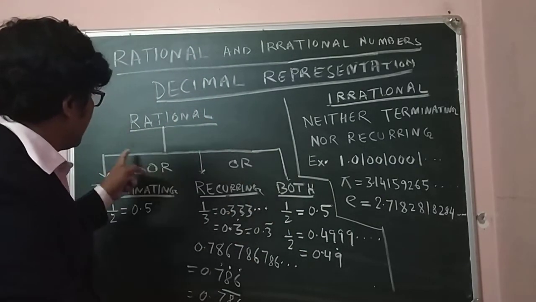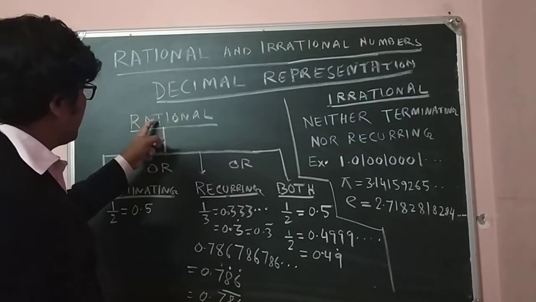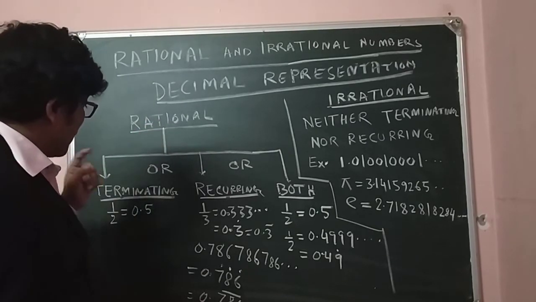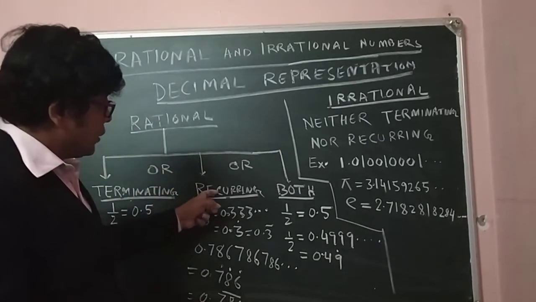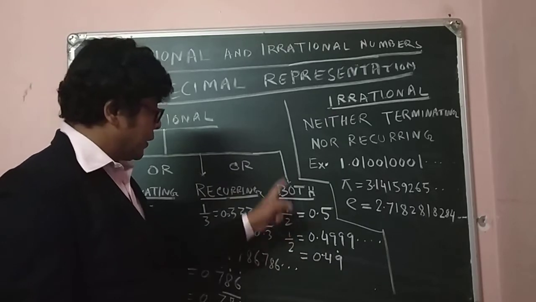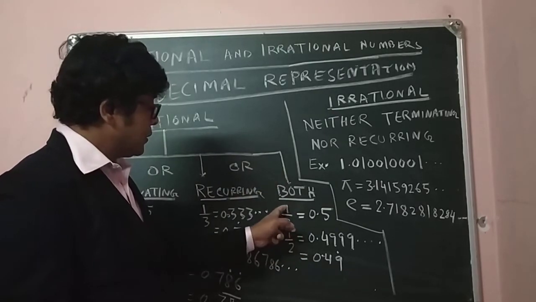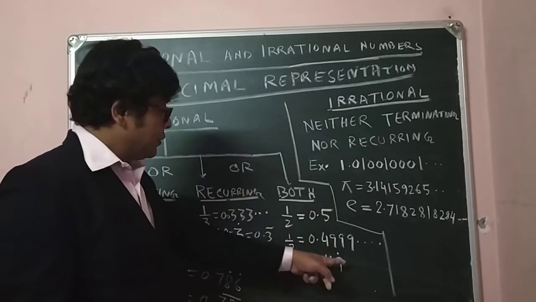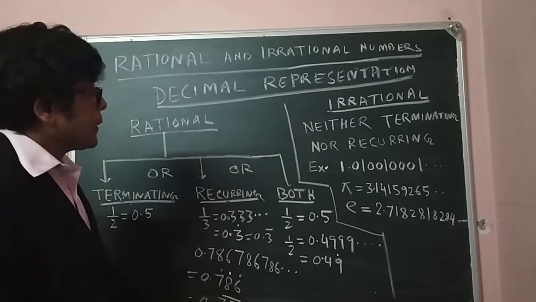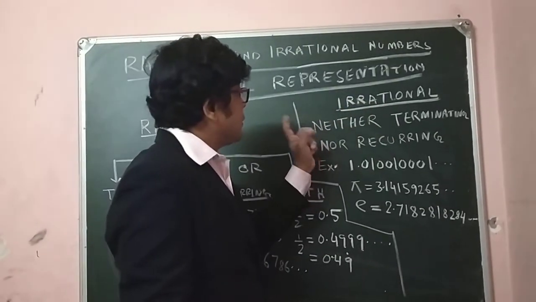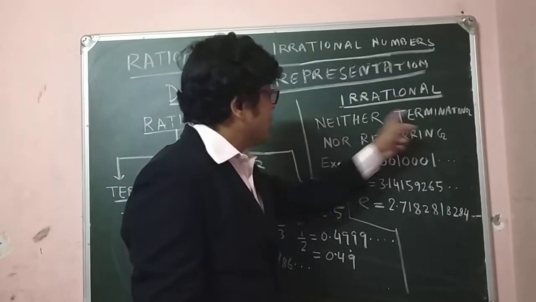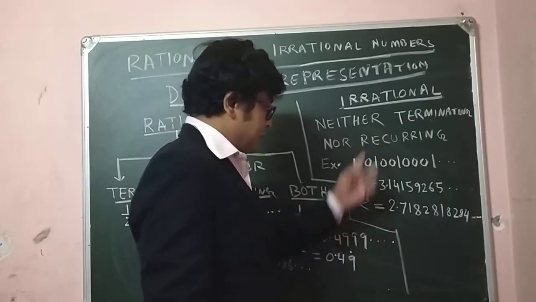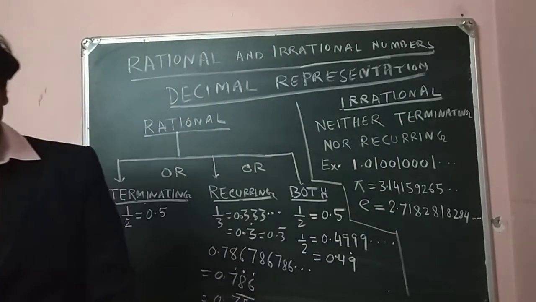So what do we get? A decimal representation of a rational number is either terminating or recurring or both. We sometimes represent some rational numbers both as terminating and as recurring. For an irrational number, the decimal representation is neither terminating nor recurring. These are the examples.